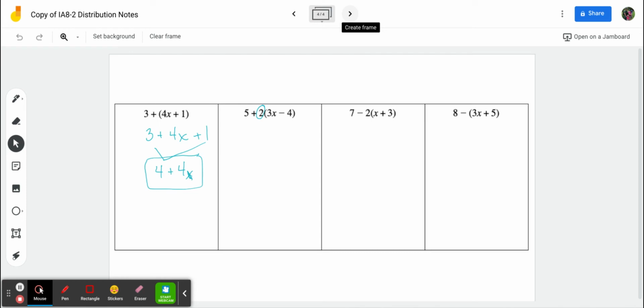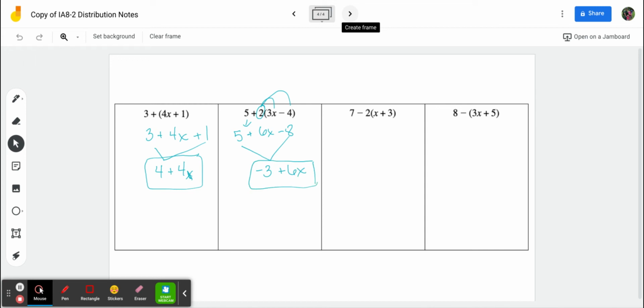So I'm going to first just distribute this 2. 2 times 3x is 6x. 2 times -4 is -8. And I'm going to drop down this 5 plus. So then I have 5 plus 6x minus 8. I am going to combine my like terms, 5 and -8, to get -3. Then I'm going to drop down the plus 6x. And that's my answer on that one.